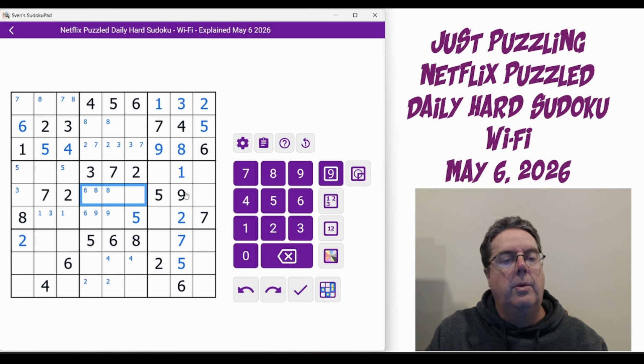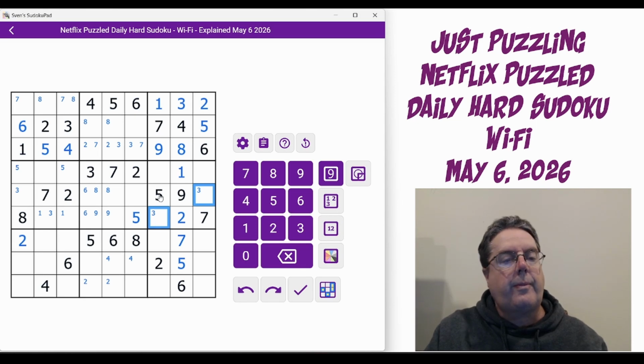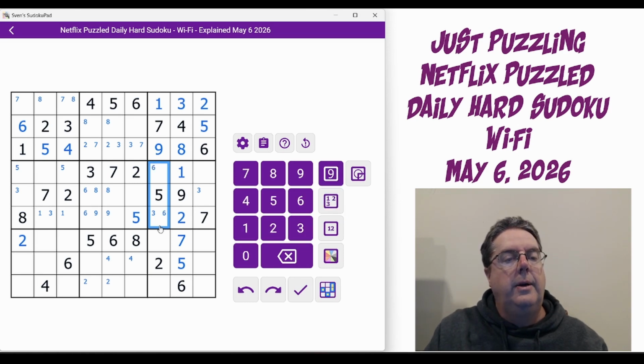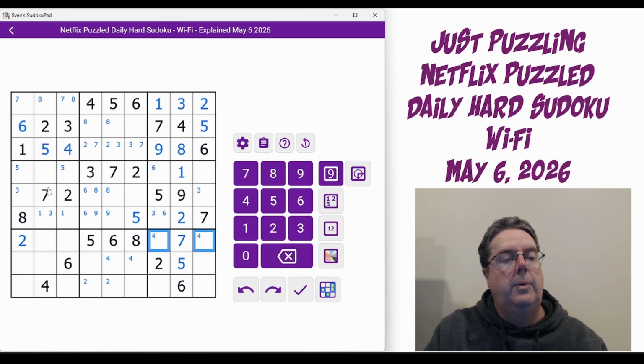1, 2, 3. 3 comes across here, so 3 is one of these two. 4, 5, 6. 6 comes down here, so 6 is one of these two. 7, 8. Don't know. 4 comes across here. 4 comes across here, so 4 is one of these two. 1, 2, 3, 4, 5, 6, 7, 8, 9. So 1 can be here.